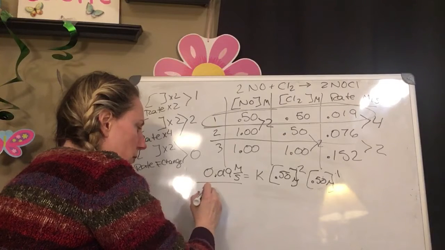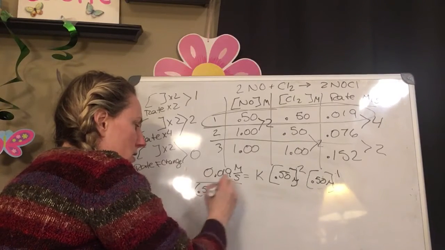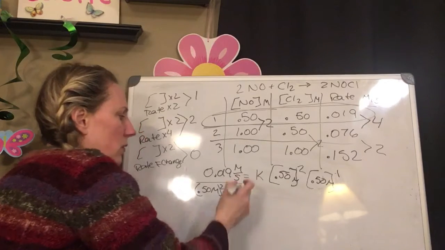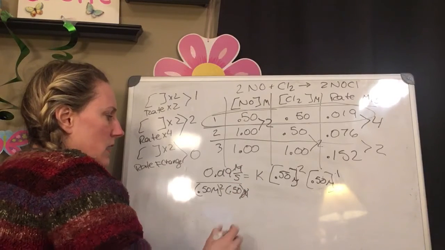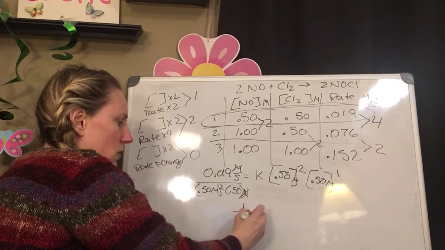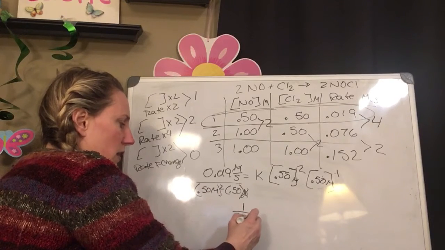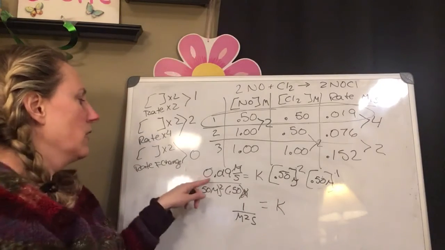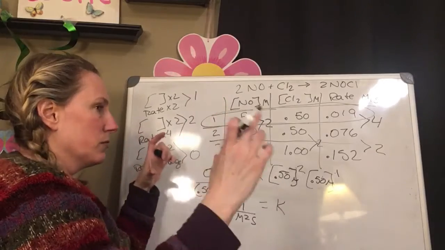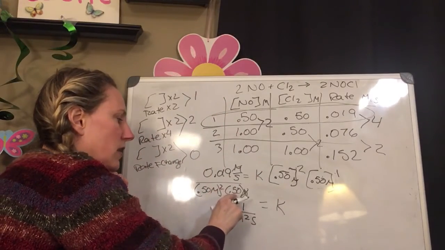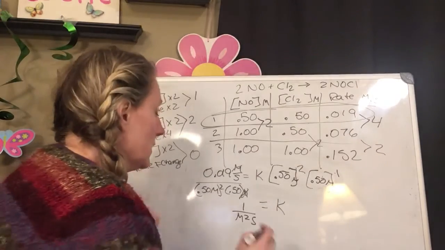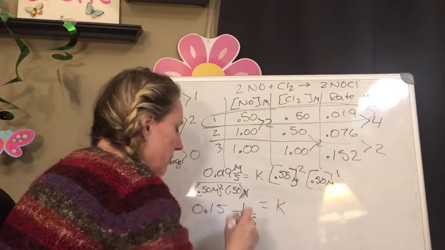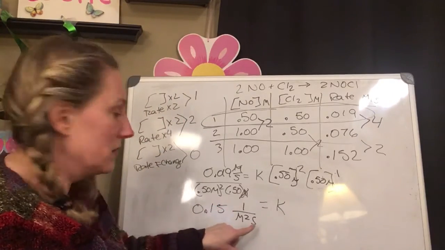So I'm going to go over 0.5 squared times 0.50 M. So this is going to take care of one of these M's, and my unit is going to be 1 over, I still have M squared times s now, equals my k. So take your calculator, 0.019 divided by, use your parentheses, 0.50 squared times 0.50 or 0.50 cubed, and you'll get 0.151 over, your units are M squared times s.